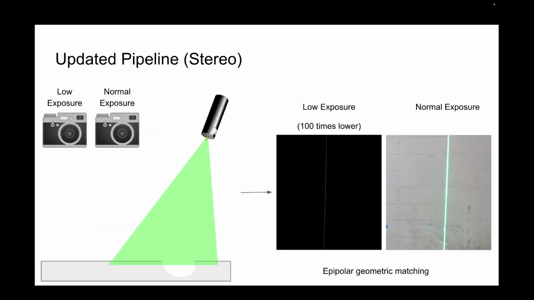So the x-axis is the PCA direction, and the y-axis is how far the laser line pixel is from the PCA vector. To make the whole setup faster, instead of taking one picture at low exposure and one picture at normal exposure separately, we take two pictures at once, one at low exposure and another at normal exposure. The normal exposure is used to refer to the abnormalities, and we can match the laser line through epipolar geometric matching.